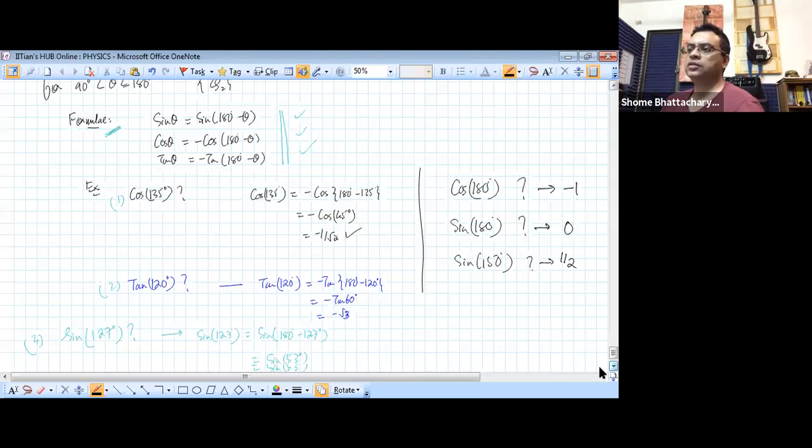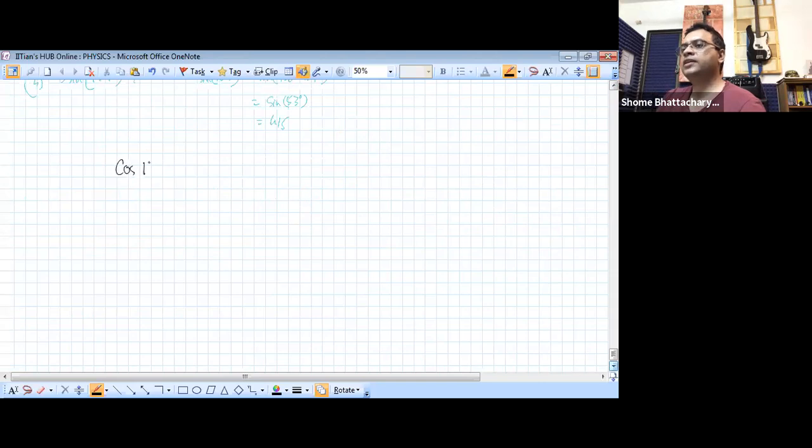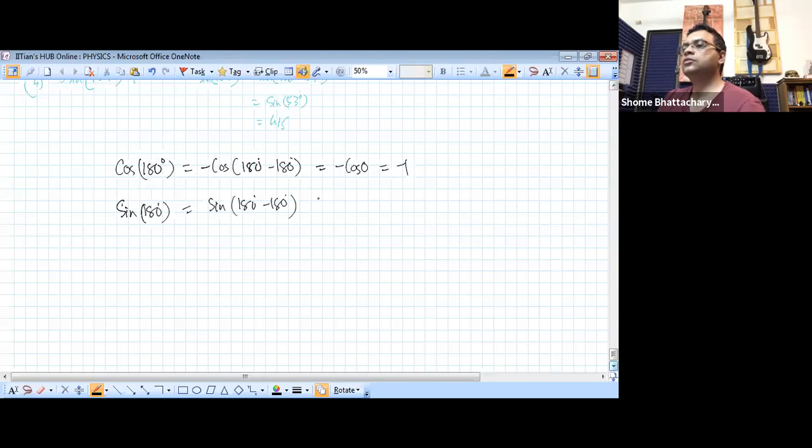So just have to use these formula, nothing else. So I'm just writing down here. So cos of 180 will become minus of cos 180 minus 180. That's minus cos 0. That's -1. Whereas similarly, sine of 180 will be sine of 180 minus 180. So that's sine 0, which by definition is 0. And similarly, sine of 150 by similar logic will become sine 30, which is half.